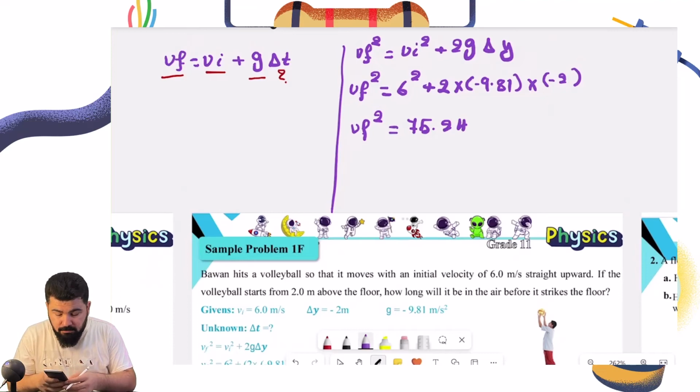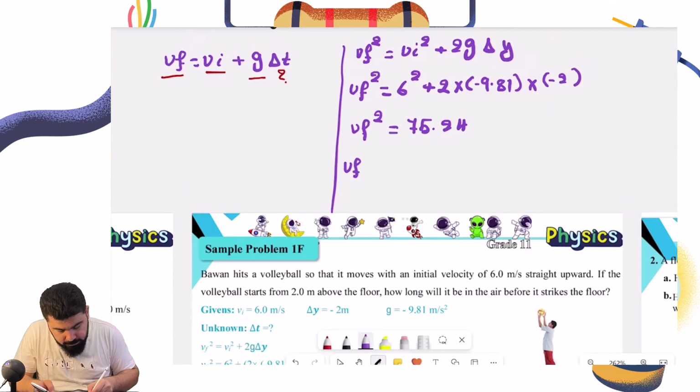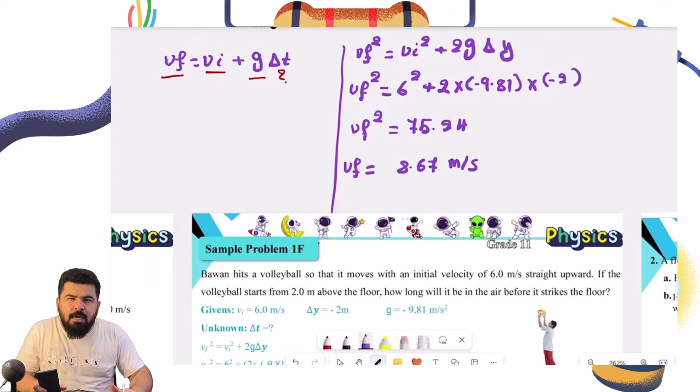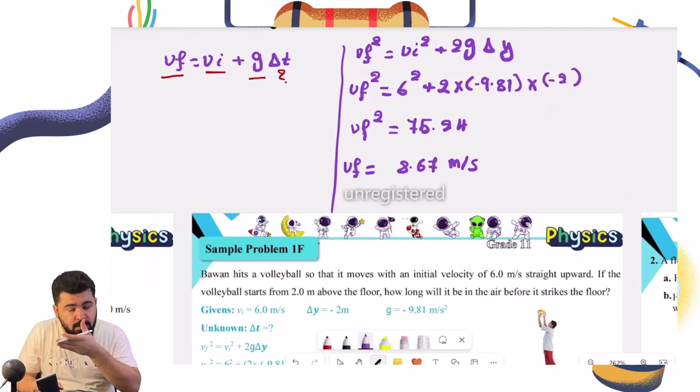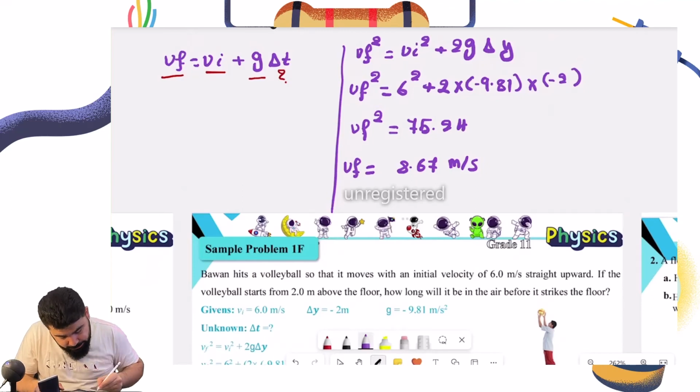75.24. We have 8 point something, so V final is equal to 8.67 meters per second. When you take the square root of a number, we're going to say plus or minus.